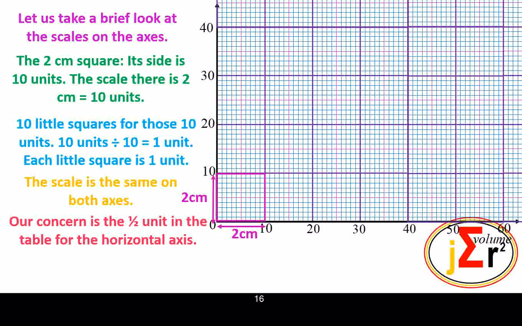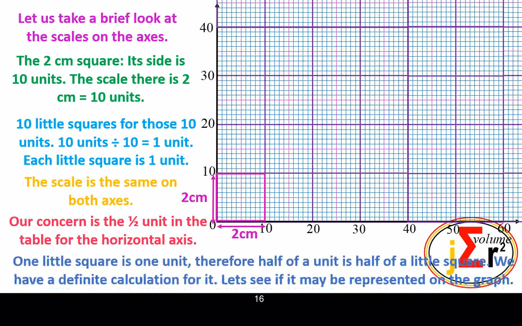So our concern is the half unit on the horizontal axis. And we'll see why in a minute, because we're not just looking at this setup just for the sake of explaining the scale and so on. We are going to apply this in constructing a histogram, which means that we have additional practical application. 1 little square is 1 unit. Therefore, half of a unit is half of a little square.